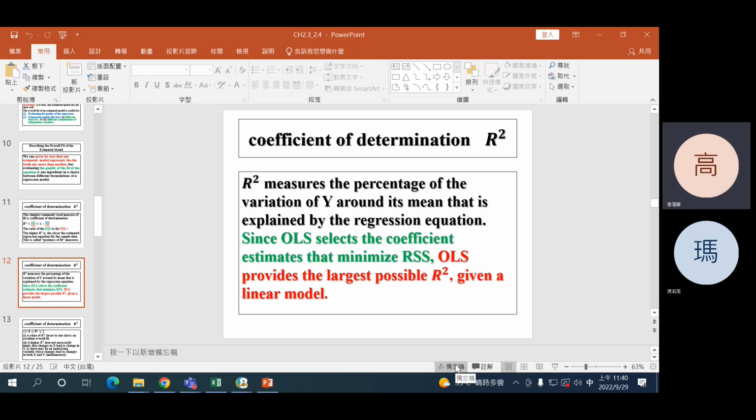Let's finish this one. R squared measures the percentage of variation of the y around its mean that is explained by the regression equation. And since OLS selects the coefficient estimates that minimize the RSS, OLS provides the largest possible R squared given a linear model. That's why we use R squared to measure the fit of the sample data.